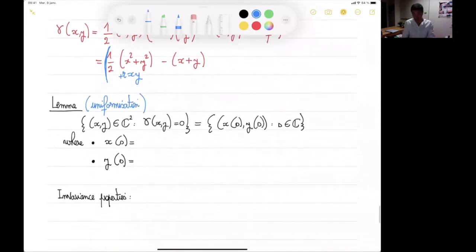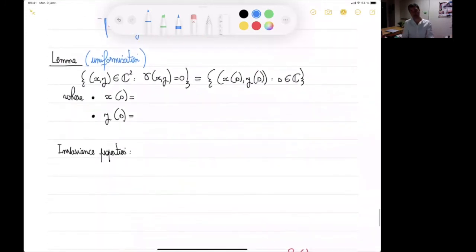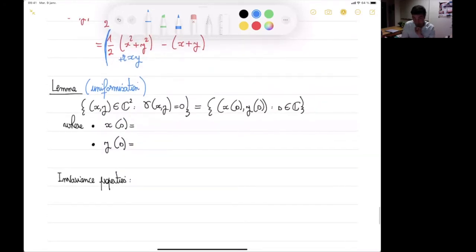And in particular, now if you want to describe the zero set, what is gamma equals zero? So we just want to describe this. This is a Riemann surface. And because of the degree of the polynomial, in fact, it's a Riemann surface of genus zero. So we are in the simplest situation.